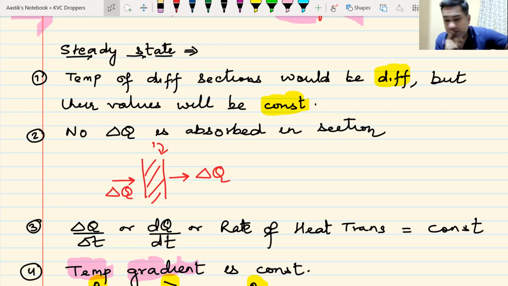Temperature of different sections would be different, but their values will be constant. Yes, temperature of different sections under steady state would be different, but their values would be constant.